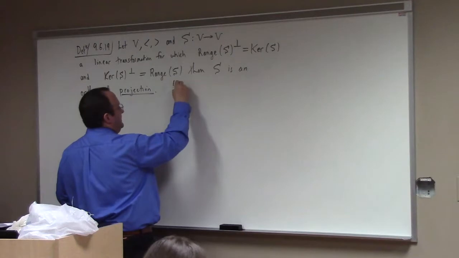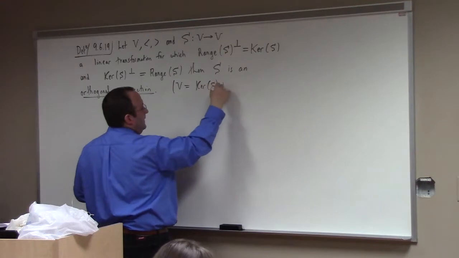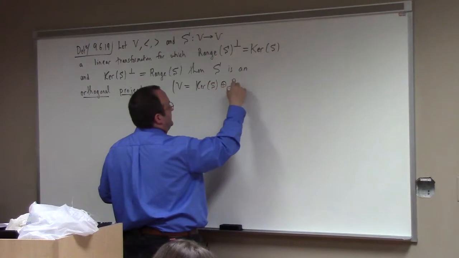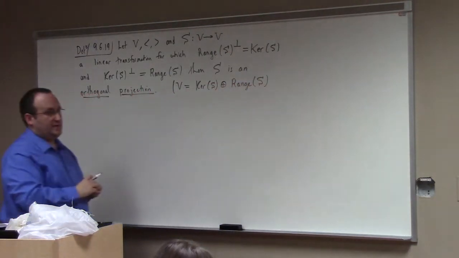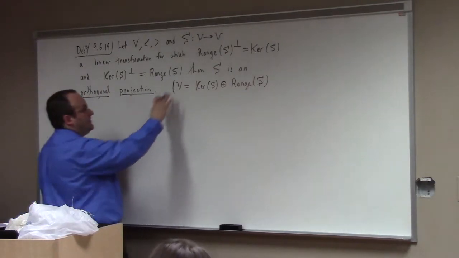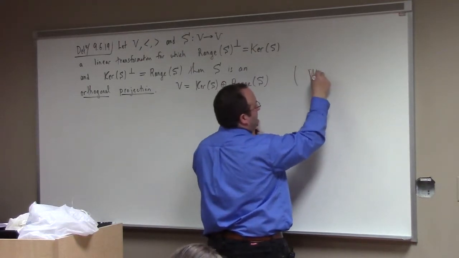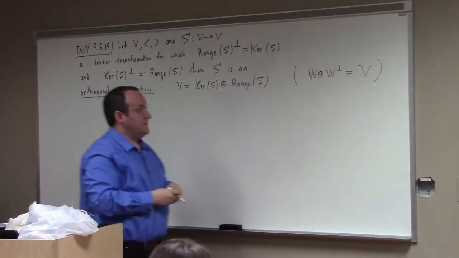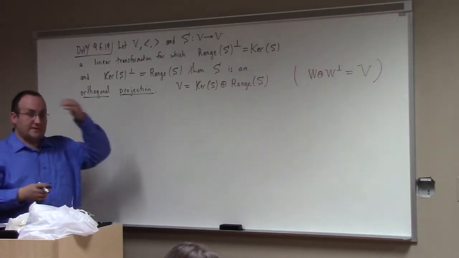So in this context, we'd have V as the direct sum of the kernel of S and the range of S, actually. Because remember, generically speaking, what's the theorem that we have? That W direct sum the perp of W is what? It's the whole vector space in the context of an inner product space. So if you think about W being the kernel, of course the direct sum of the kernel and its perp is the whole space. But when the perp of the kernel is the range, you get this.